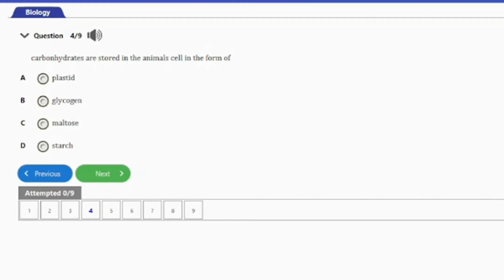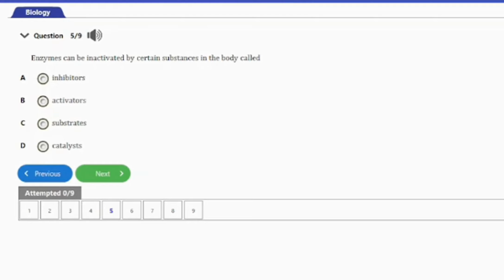And that's question number 4 here. It says, carbohydrates are stored in the animal cells in the form of A. Plasmids, B. Glycogen, C. Maltose, D. Starch. So guys, in animals, carbohydrate is stored as glycogen, and that's option B here. So let's go ahead and consider the next question, guys.